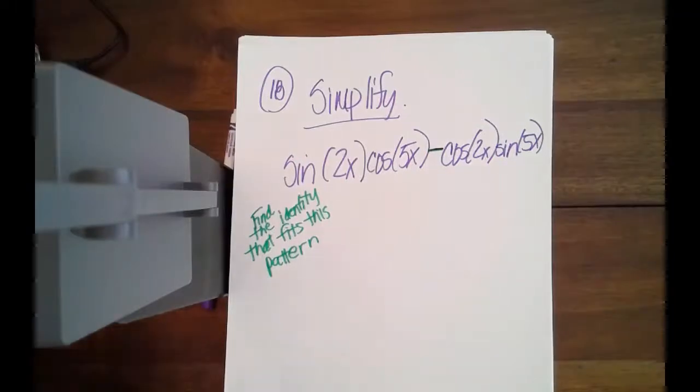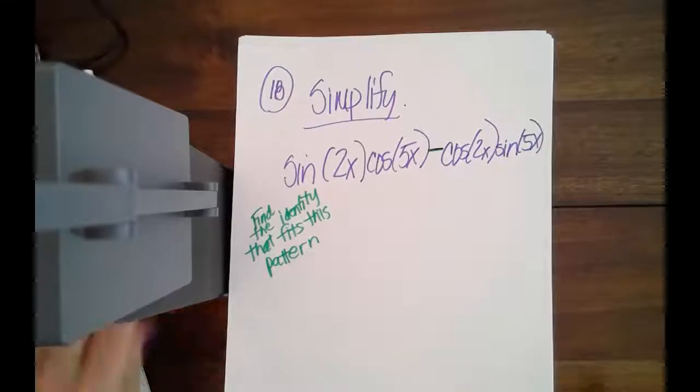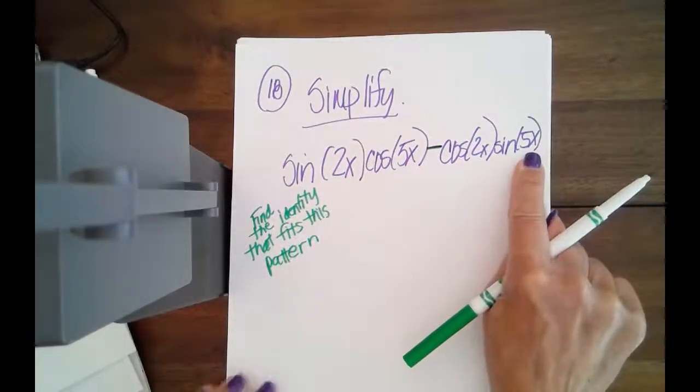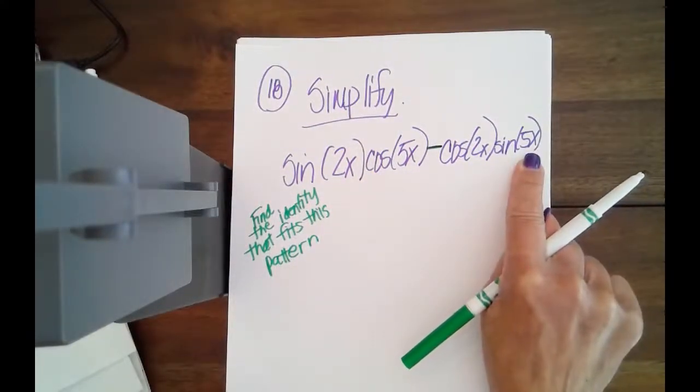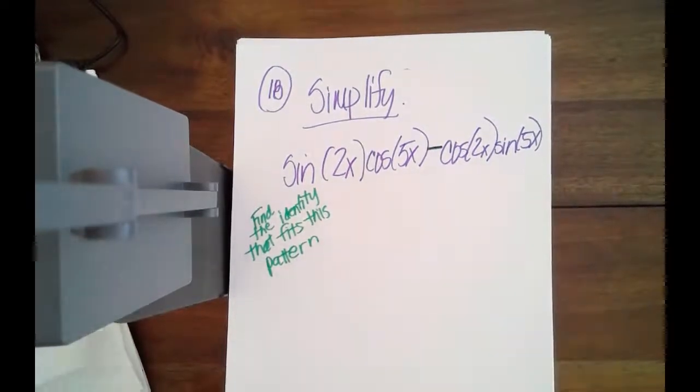Okay, here's number 18 on the same highlighted sheet. Now the instructions basically say simplify, nothing else, just simplify it. So now you see we're working a little bit backwards here. We have a fully expanded sum and difference formula, but we have to find the identity that fits this pattern so we know which of these we're supposed to use.